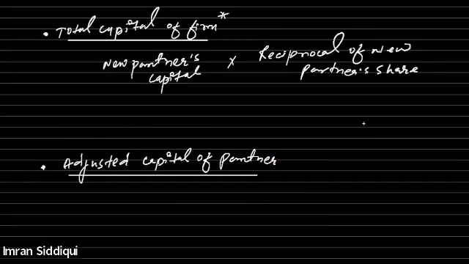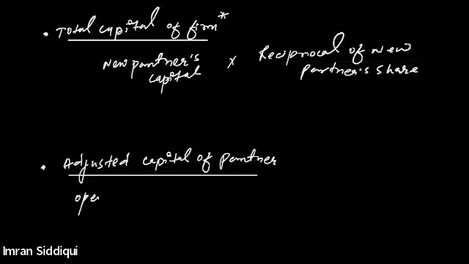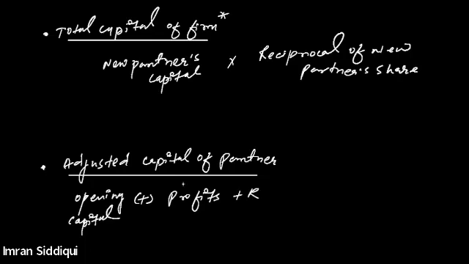The formula for finding out the adjusted capital of the partner is opening capital of the partner plus profits plus reserves, and if there are any losses, then we need to subtract such loss. So you need to apply this formula for all the partners.